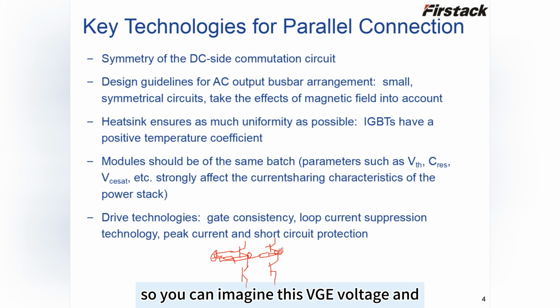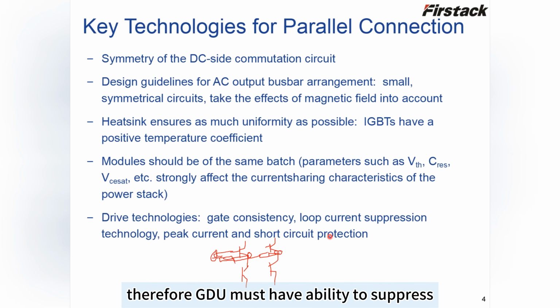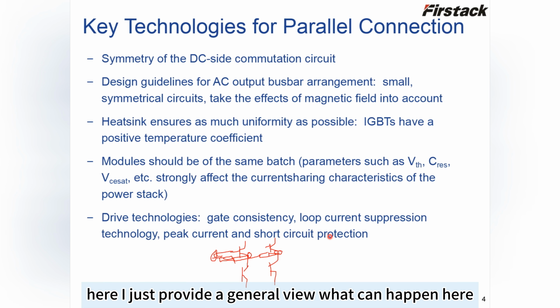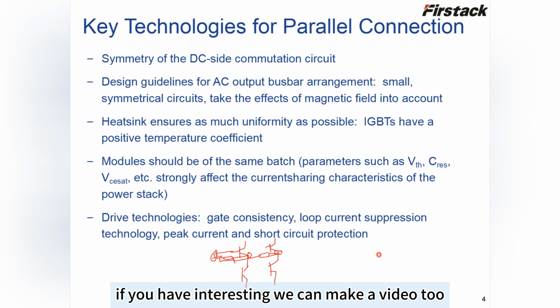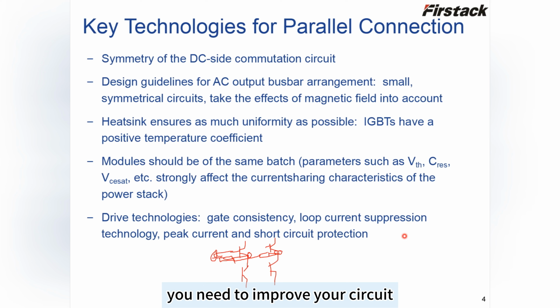So you can imagine this VGE voltage is then different for the parallel module due to the stray inductance on the loop, for example here and here, which is quite significant for SiC module. Therefore, GDU must have ability to suppress this kind of damping. Here I just provide a general view what can happen here. If you have interest, we can make a video to explain this with more details. It's quite complex and you need to improve your circuit to suppress this kind of voltage difference.